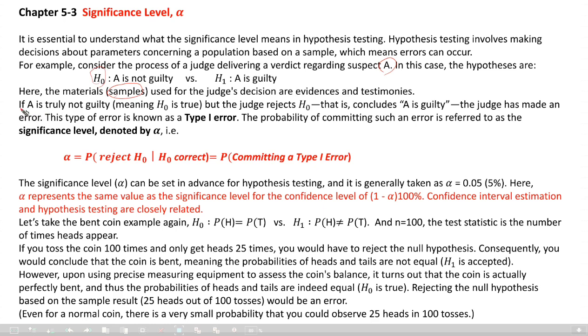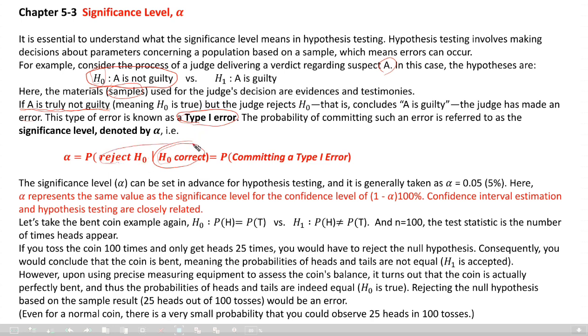If A is truly not guilty, meaning H0 is true, but the judge rejects H0, that is, concludes A is guilty, then the judge has made an error. This kind of error is known as type 1 error. Type 1 error is what? H0 is correct, true, but we reject H0.